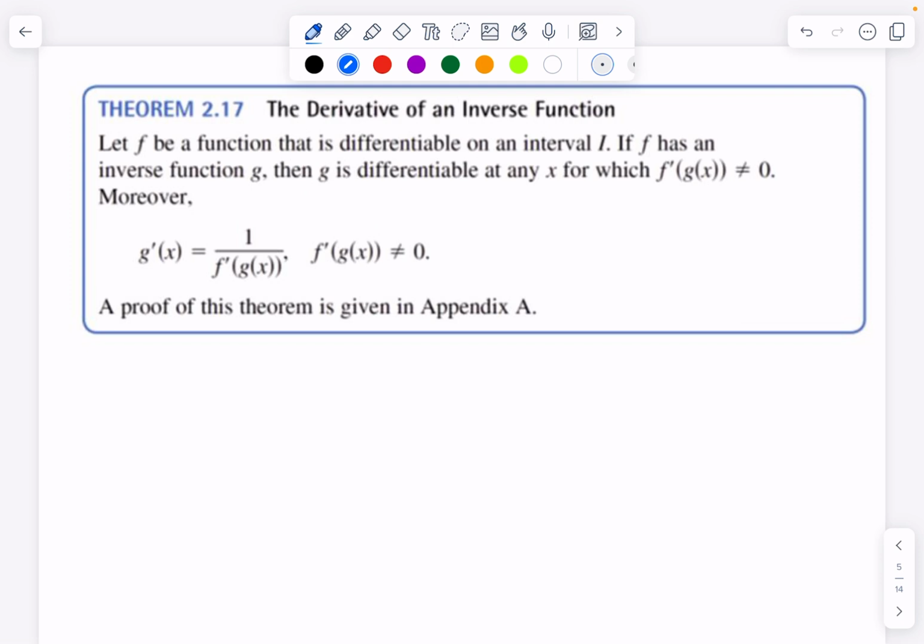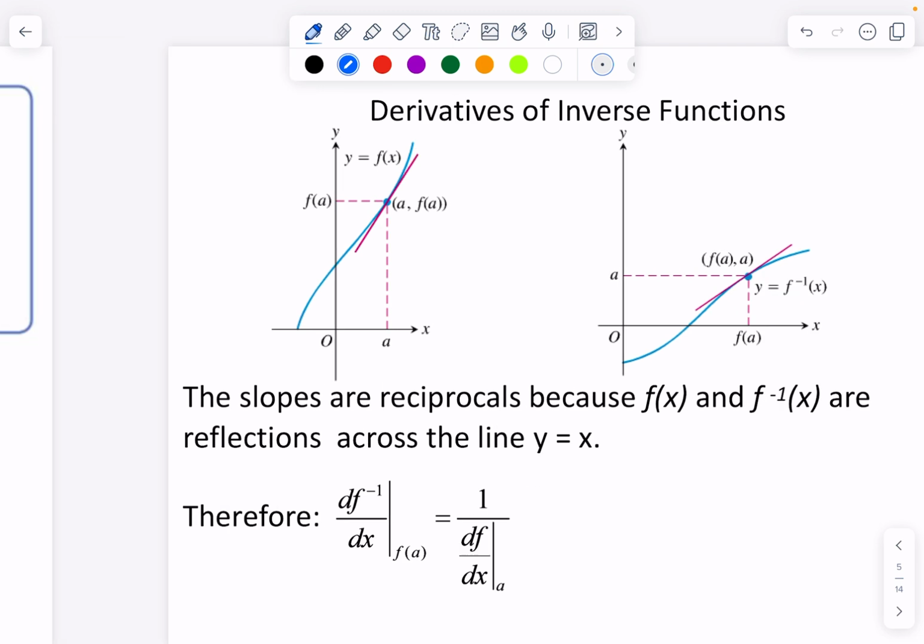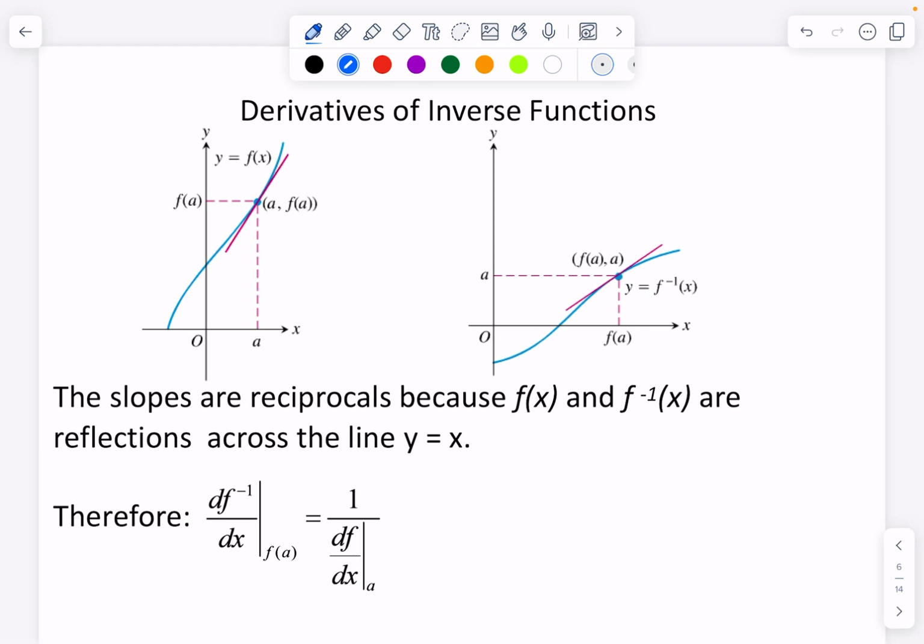So the derivative of an inverse, this is the formula that I like to use, that I like to derive all the time, so I'd make sure you have that in your notes. It says there's a proof of the theorem in Appendix A, and this is actually from our book. So I suppose you could go to Appendix A and look up that formula. This is presented a different way.